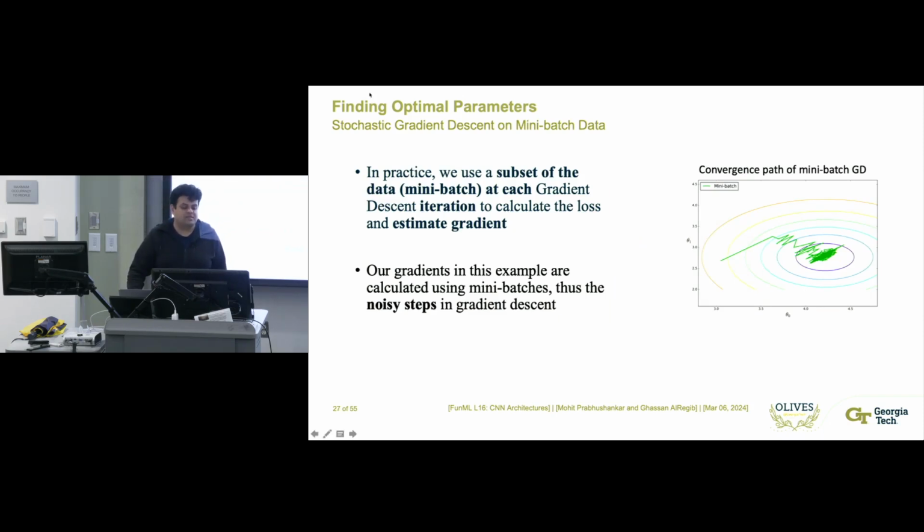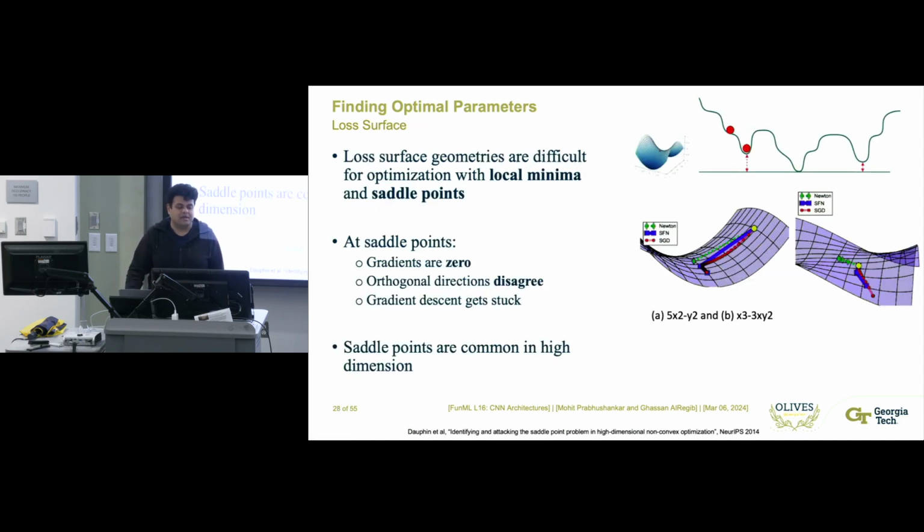All right, so in practice, we use a subset of the data, a mini batch, at each gradient descent iteration to calculate the loss and estimate local gradients. So mini batch is something that is used in most frameworks. The next part is the idea of the loss surface. There are many ways of talking about it: loss surface, loss landscape, loss manifold. But we'll just use the words loss surface right now to describe it.